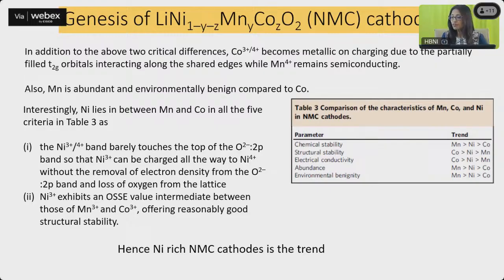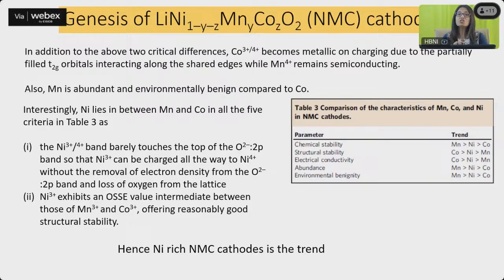Now, in case of nickel, you see all these different parameters, nickel is lying in between manganese and cobalt. And why is this so? Because the Ni3+/4+ band barely touches the top of the O2- 2p band. If you look into the first slide where I had given all these different band structures and go back to that, you will find that the Ni3+/4+ band is going to barely touch the top of the O2- 2p band.